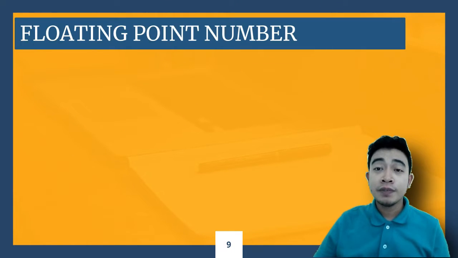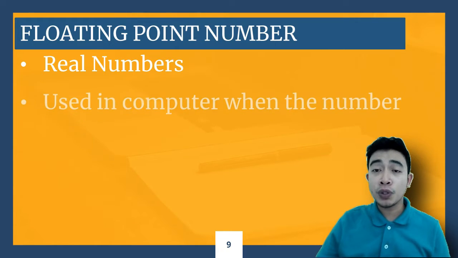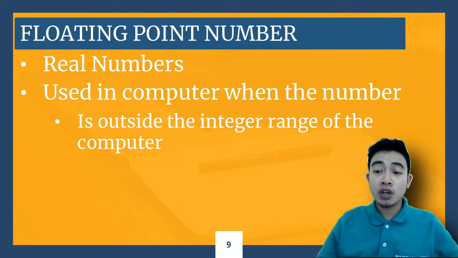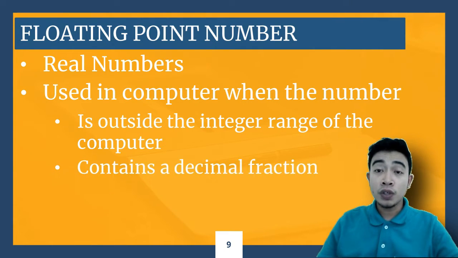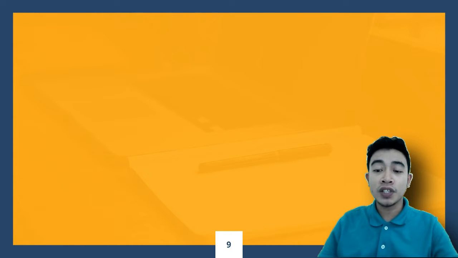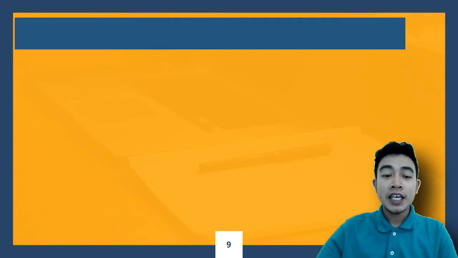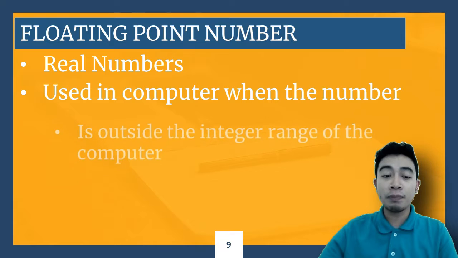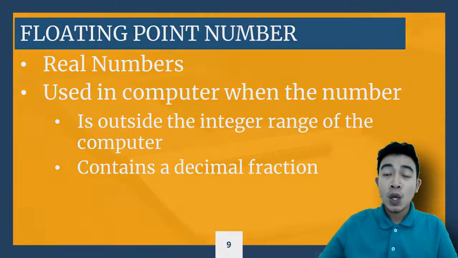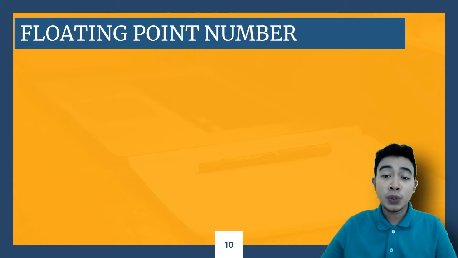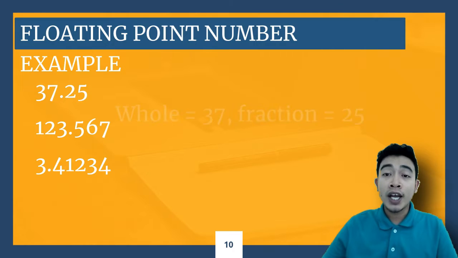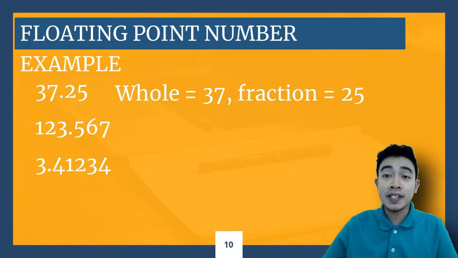A floating point number is a real number, and it is used in computers when the number is outside the integer range of the computer, either too large or too small, and contains a decimal fraction. In the decimal system, a decimal point or the radix point separates the whole numbers from the fractional part. For example, 37.25, the whole number is 37 and the fraction is 25. 123.567, the whole number is 123 and the fraction is 567.